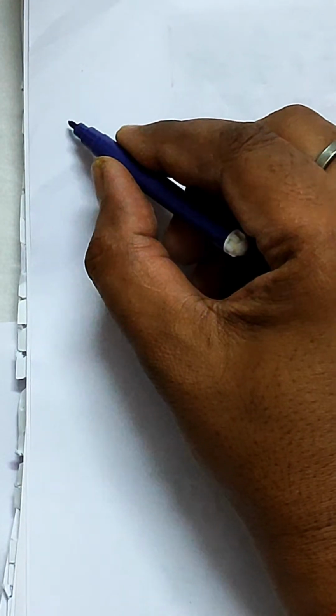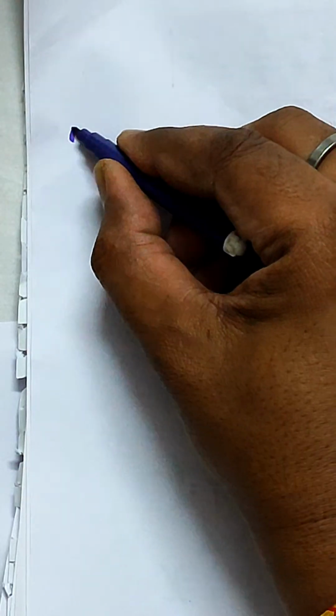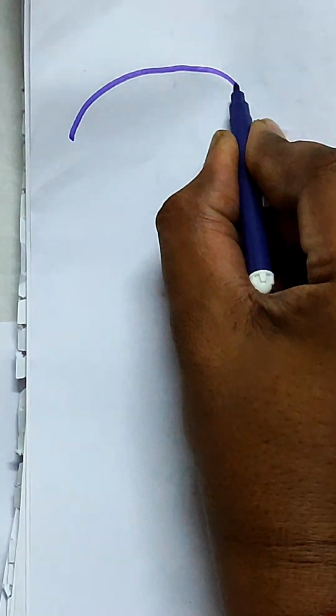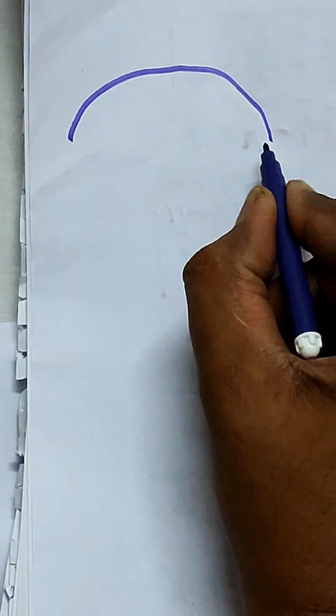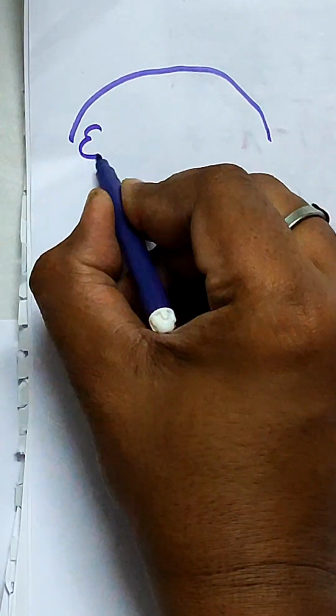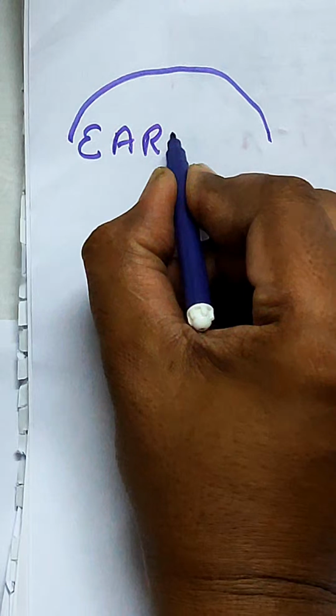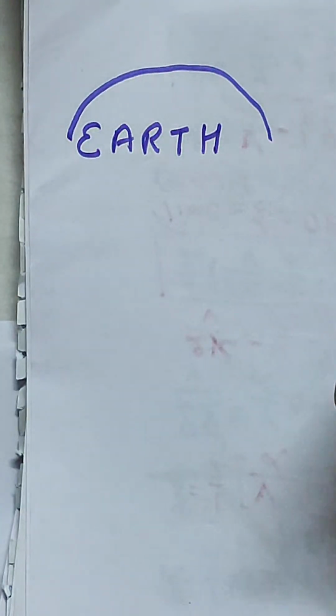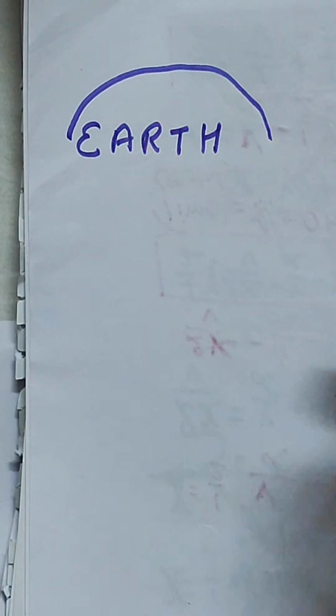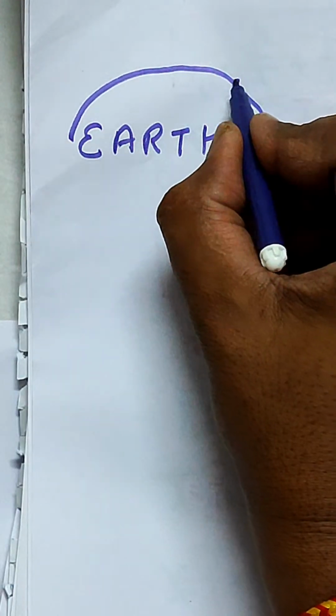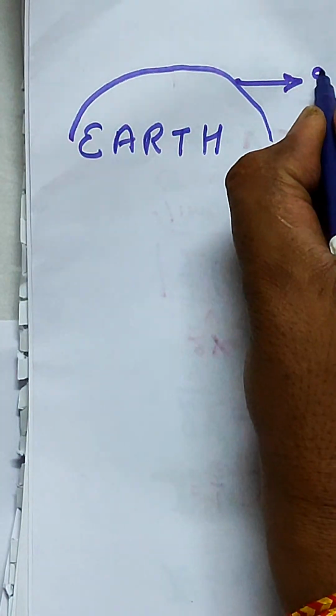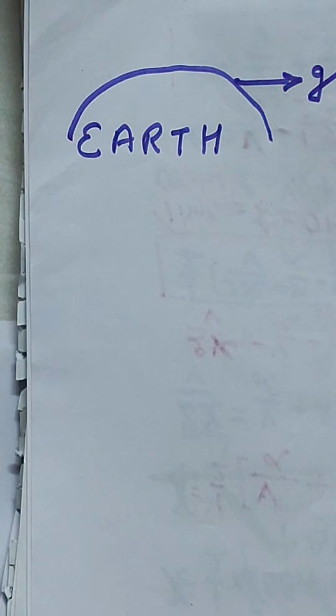Let us say this is the surface of earth, this is earth, right? And a small g is the acceleration due to gravity at this surface, a small g, right?